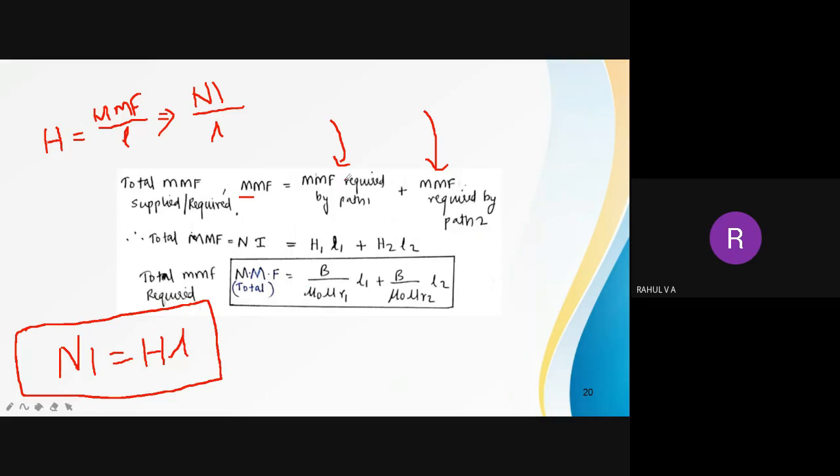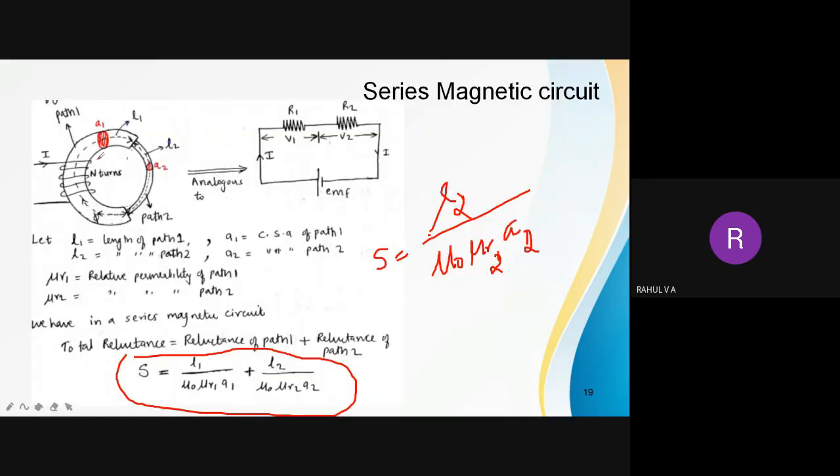So what about path 1? Flux phi is the same. For path 1, it is H1 into L1. Path 2, it is H2 into L2. So that is equal to total MMF. Total MMF is given by N into I, because there is only one coil. The coil is wound with N turns and the current flowing through that coil is I. So total MMF is N into I.